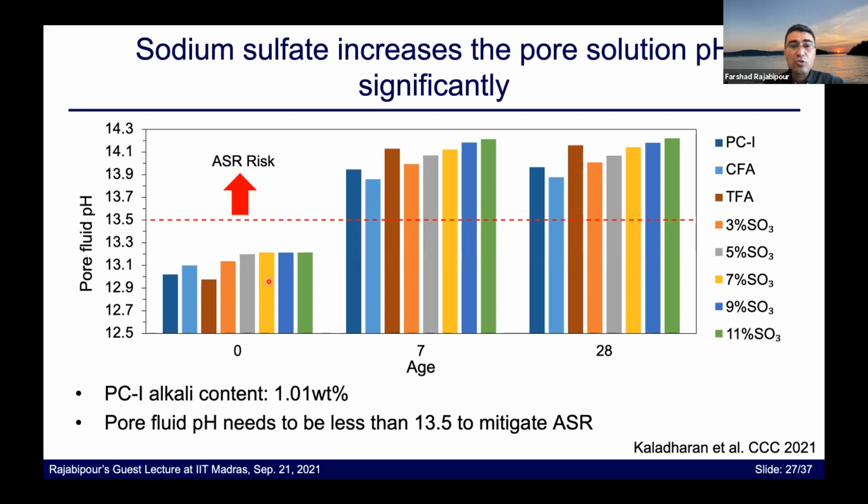And then when we use a Trona fly ash, which has calcium, which has sodium sulfate, we see that the pH at 7 and 28 days is significantly increasing to values above 14, so much higher risk of ASR with this type of fly ash. Also, the rest of the bars are fly ashes that are doped with sodium sulfate. Again, we see as the SO3 content goes up, the pH goes up, the higher the ASR risk.